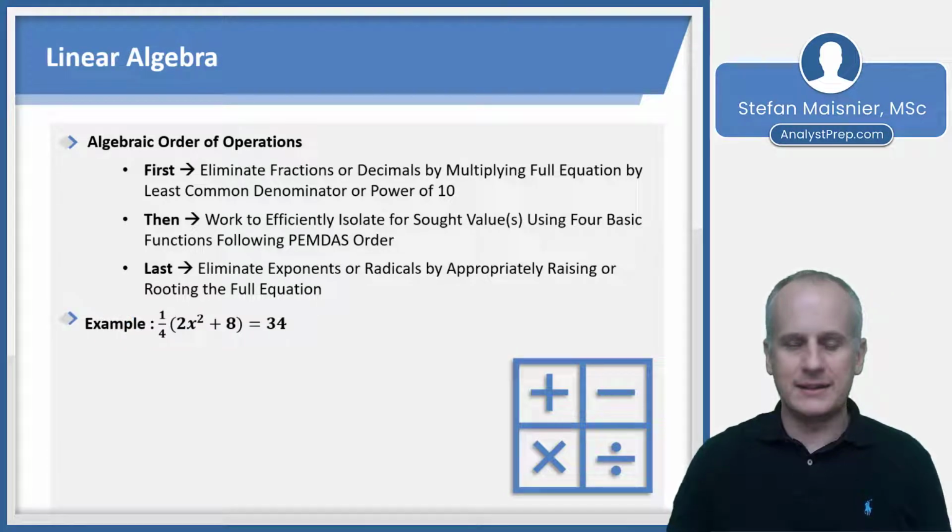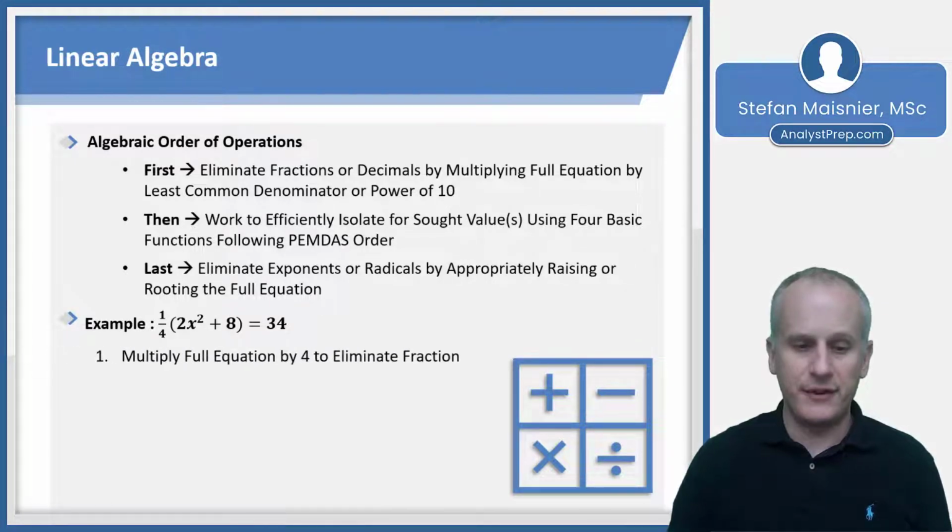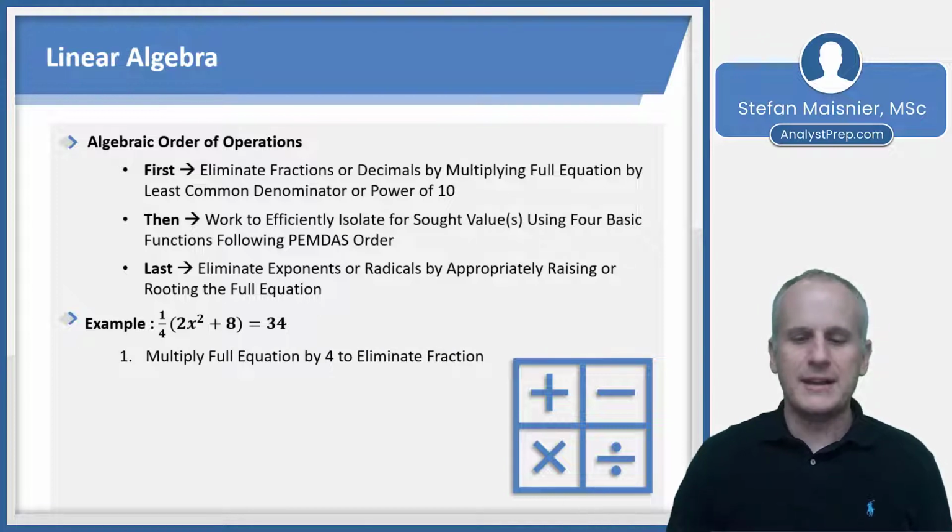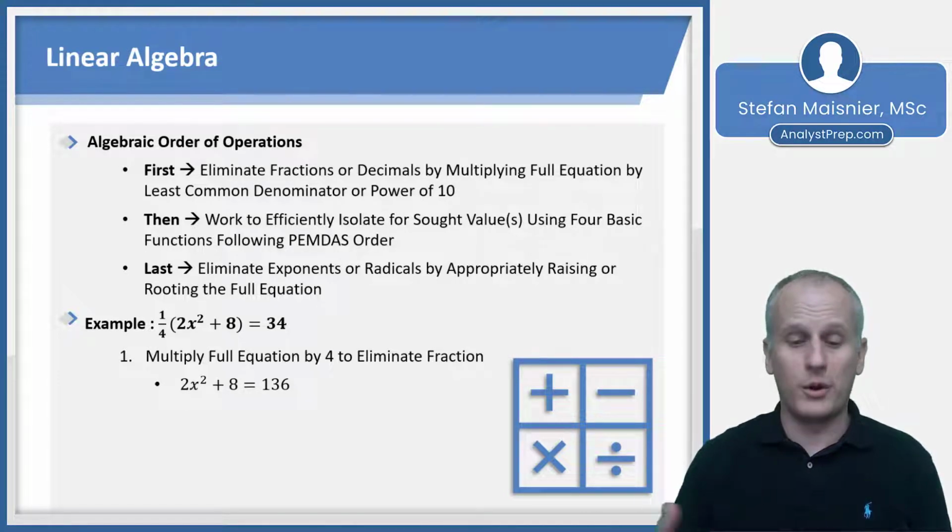Now, let's take a look at an example. So we've got 1/4 times the quantity 2x squared plus 8 is equal to 34. So we know that first we're going to get rid of that fraction. We're going to multiply the whole equation by 4, and we get 2x squared plus 8 is equal to 30 times 4 plus 4 times 4, or 136.